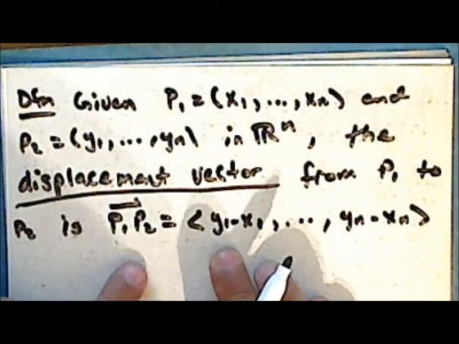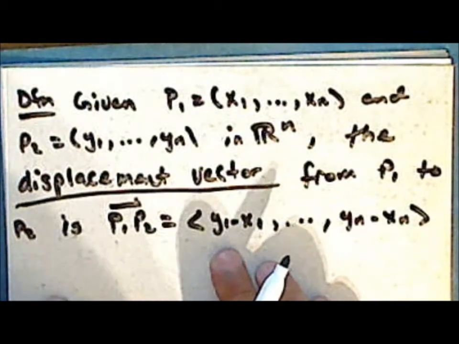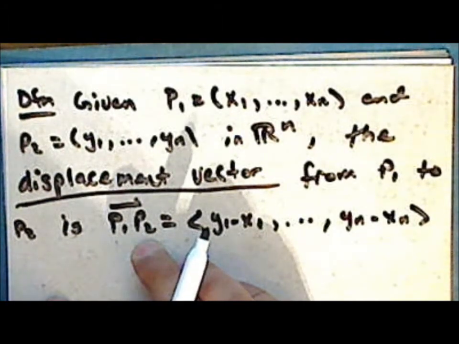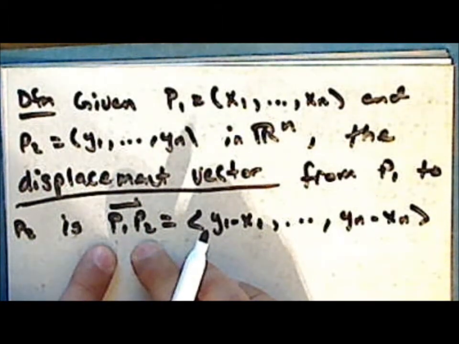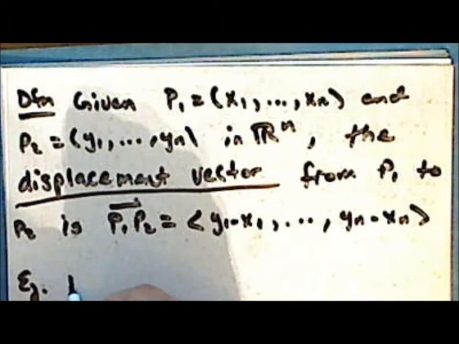An easy way to remember how to compute the displacement vector is head minus tail. That is, again, we take the coordinates of the terminating point and subtract the coordinates of the originating point. So let's look at an example.